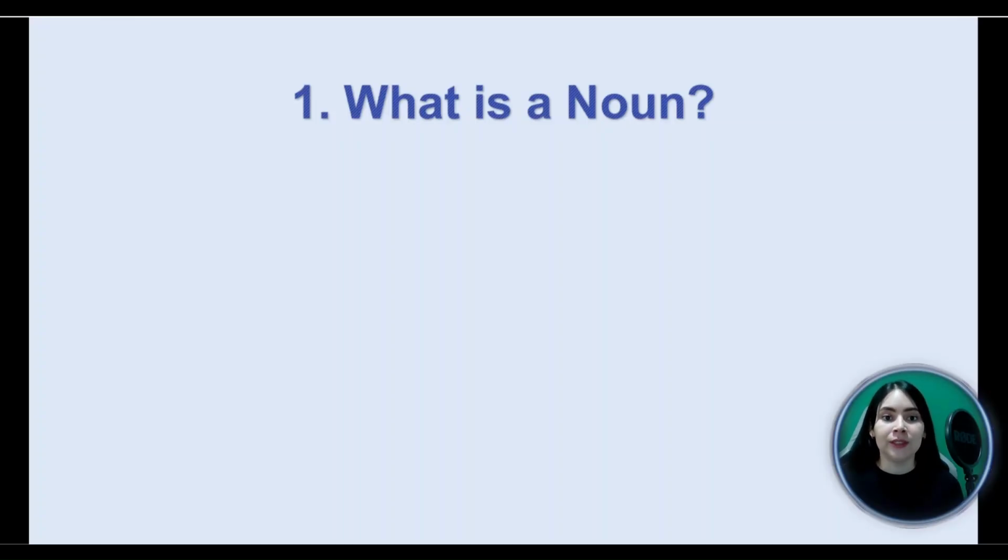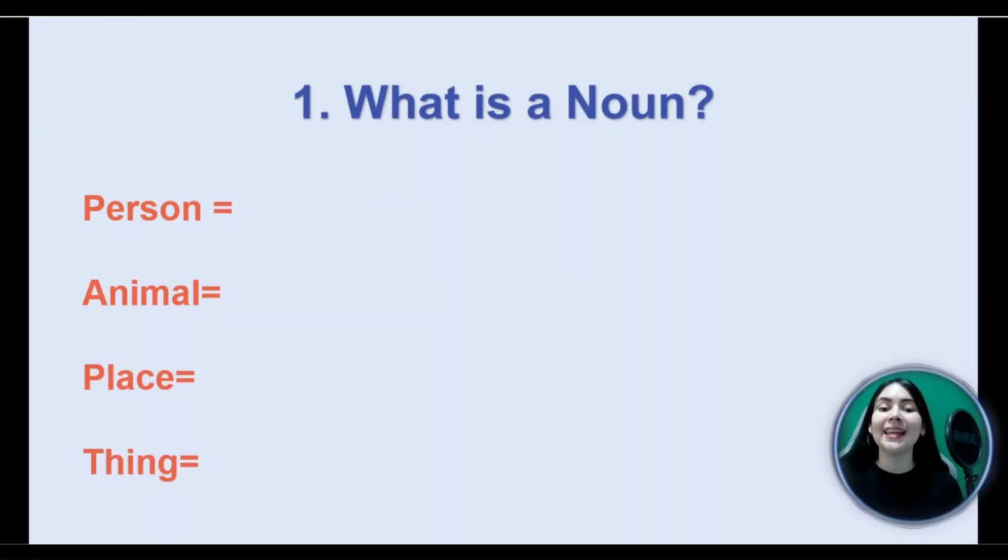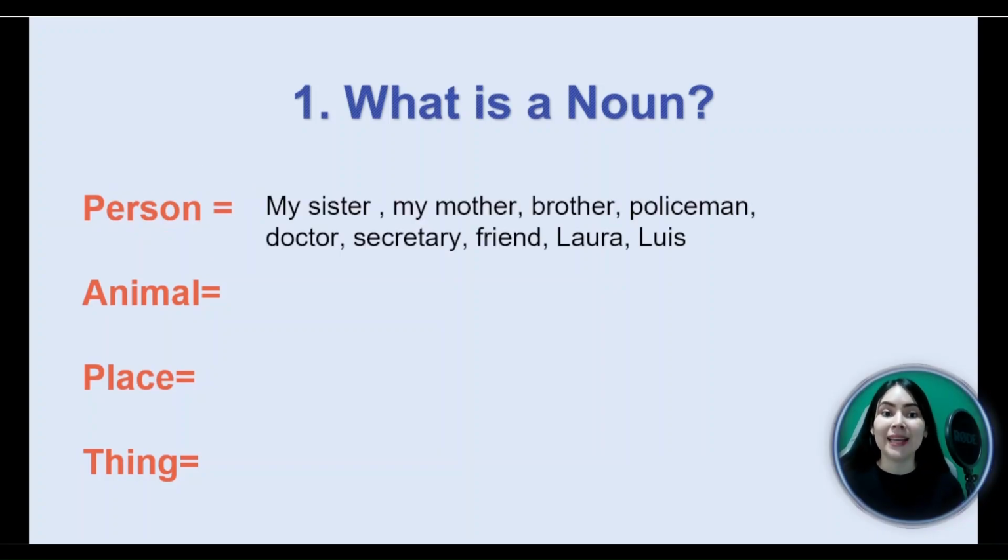What is a noun? A noun is a person, an animal, a place, and a thing. Let's start with person or people in plural. Examples: my sister, my mother, brother, policeman, doctor, secretary, friend, Laura, Luis.